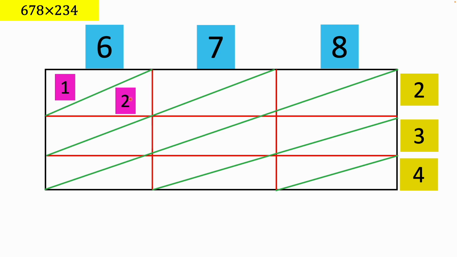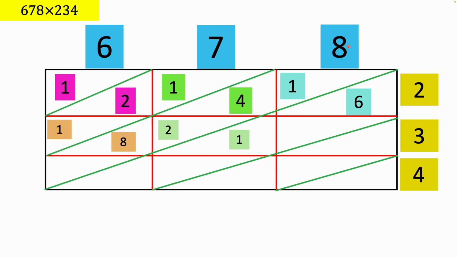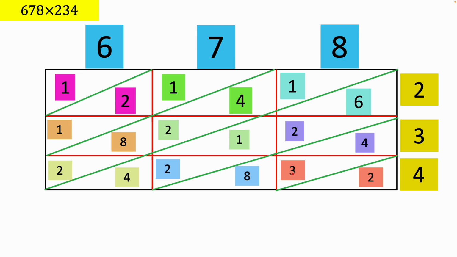So we put 1, 2. 7 times 2 is 14. So we put 1, 4. 8 times 2 is 16, so put 1, 6. Then we do 6 times 3, we get 18. 7 times 3, we get 21. 8 times 3, we get 24. And lastly, we do 6 times 4, we get 24. 7 times 4, we get 28. And 8 times 4, we get 32.